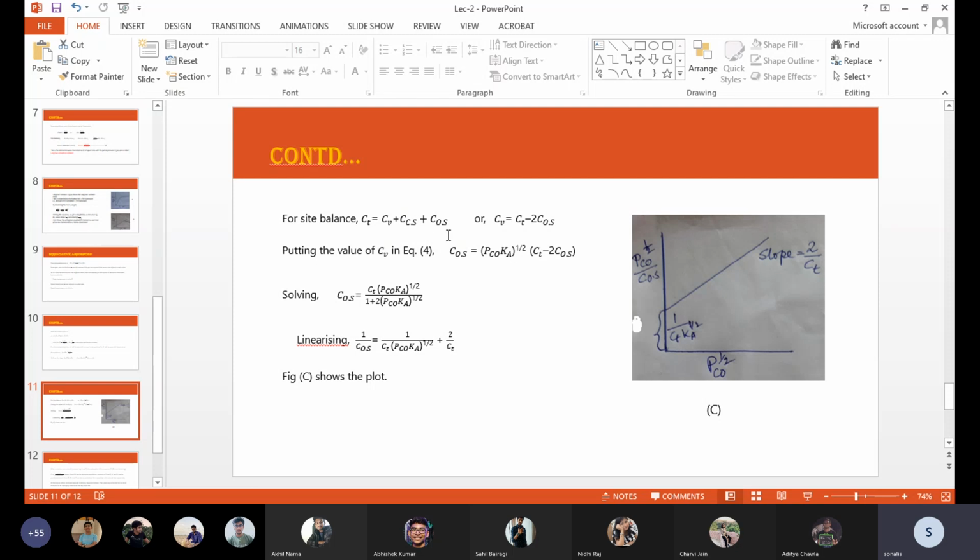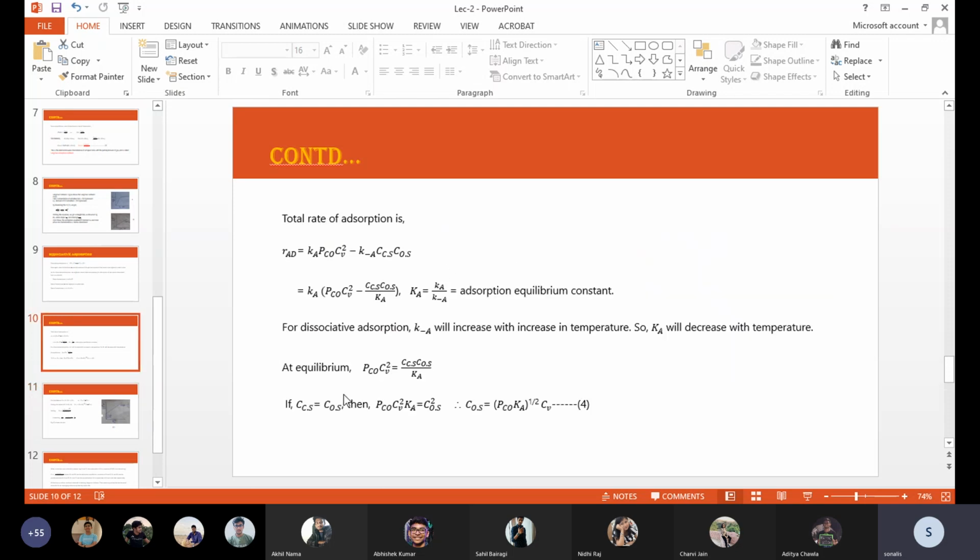Here there are two occupied sites, so the occupied concentrations are considered, plus CV is the vacant site concentration, which is equal to the total site concentration, or CV is equal to CT minus 2 COS. As we have taken CCS is equal to COS, so it is 2 COS. Putting the value of CV in equation 4, the previous one.